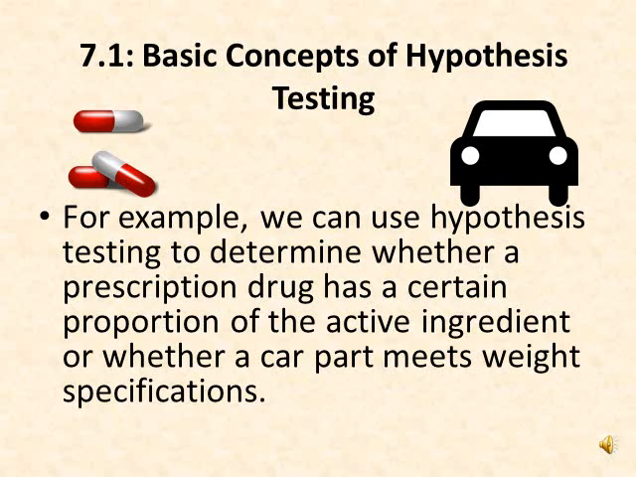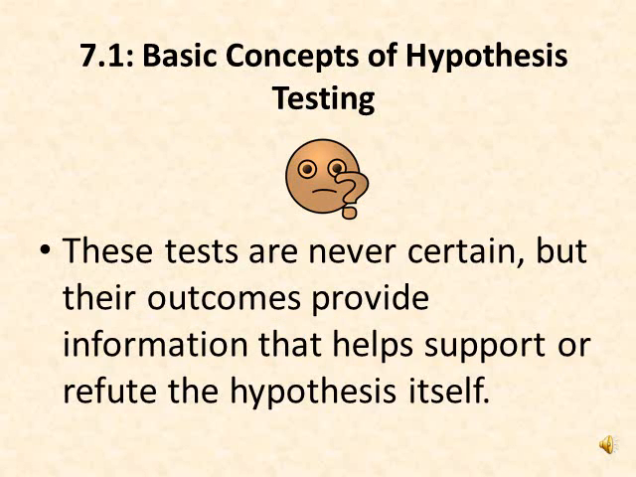For example, we can use hypothesis testing to determine whether a prescription drug has a certain proportion of the active ingredient or whether a car part meets weight specifications. These tests are never certain, but their outcomes provide information that helps support or refute the hypothesis itself.